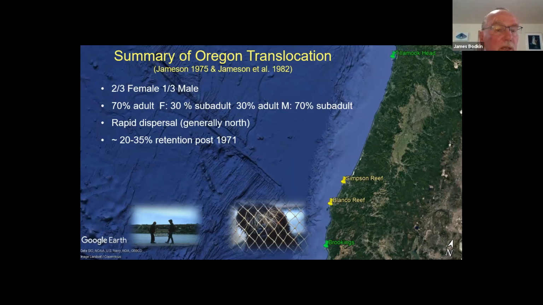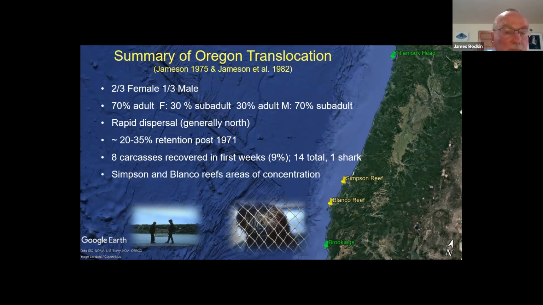It could go from 20 to 35%, depending on the underlying assumptions that are made, but not a bad retention rate compared to Washington, which was probably down around 10% or 10 animals. So it had a very low founding population size. There were 8 carcasses recovered in the first weeks after those 2 reintroductions. And I think by 1974, a total of 14 animal carcasses had been recovered, and 1 likely shark attack source of mortality.